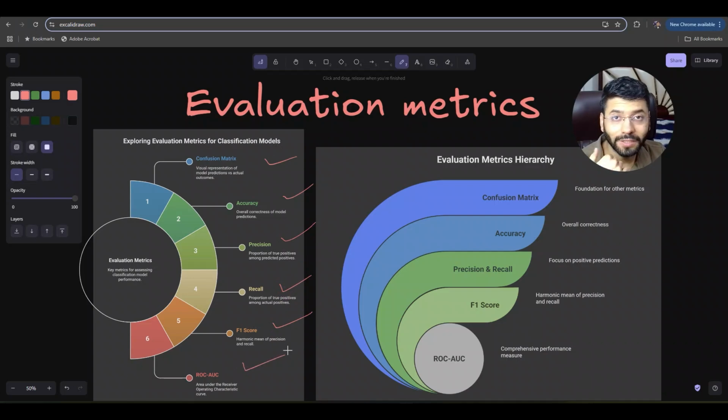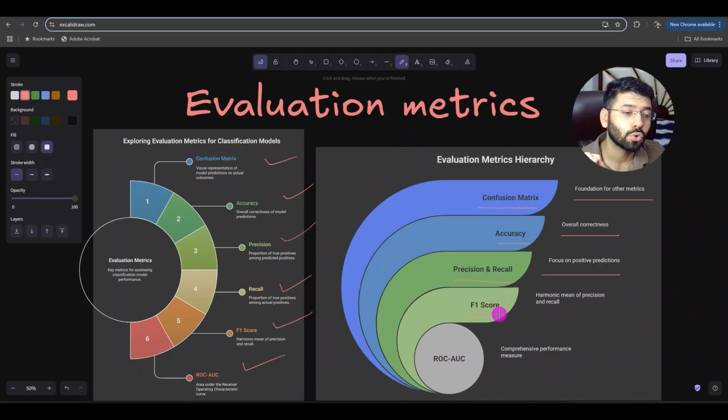Don't worry about all of these now. We will talk in detail about each of these in this video. So just to give you the brief, the confusion matrix is kind of the foundation for other metrics. The accuracy is overall correctness, like how much of your data is correct. Precision and recall focus on the positive predictions. Basically, you will have false positives, true positives, and here the focus will be on the positive predictions.